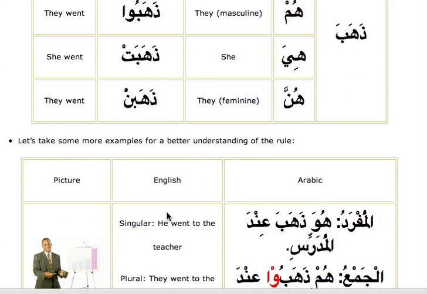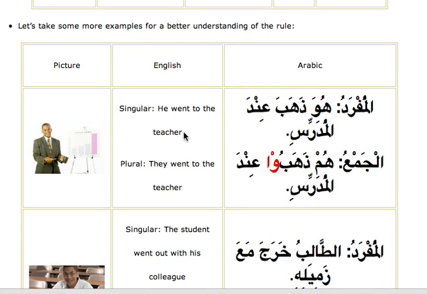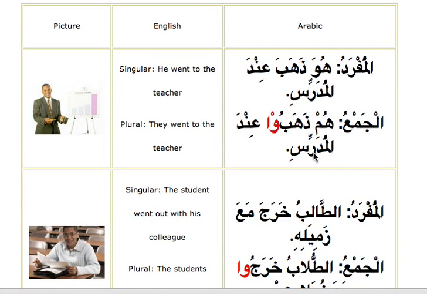Let's take some more examples for a better understanding of the rule. Surely, singular: huwa dhahaba 'inda al-mudarris. 'Inda means near. He went to the teacher. Wow. Okay, if that means near, then how come? Okay. Huwa dhahaba 'inda al-mudarris. Hum dhahabu 'inda al-mudarris.